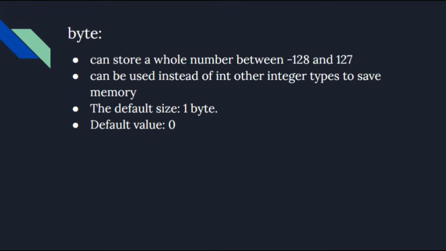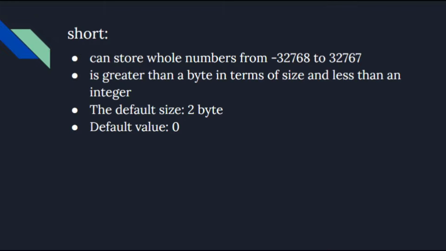If I have to talk about byte, this can store a whole number between -128 and 127 and can be used instead of other integer types to save memory, when you are certain that the value will be within -128 and 127. The default size of a byte is 1 byte and the default value is 0. If you assign a value out of the range to a variable, you may get a type mismatch error, such as if you assign 150 as a byte, it will show a mismatch error as the value 150 is out of the range of the byte data type. The range of bytes as I mentioned above is -128 to 127.